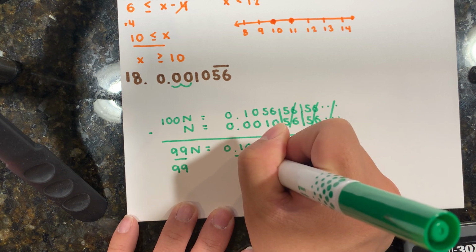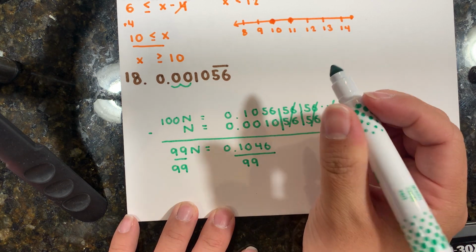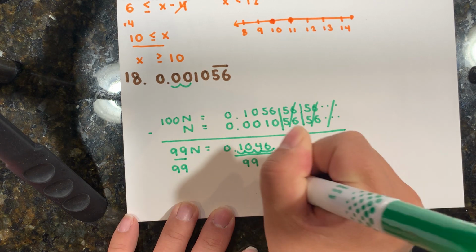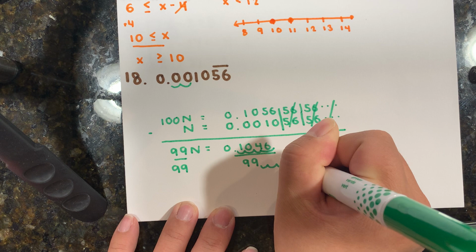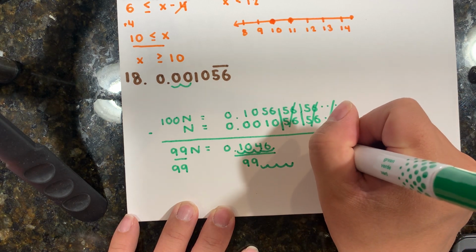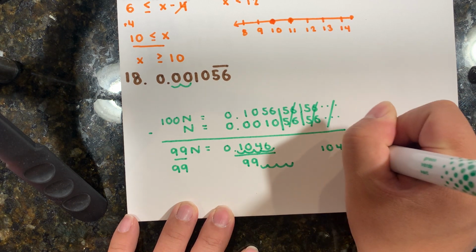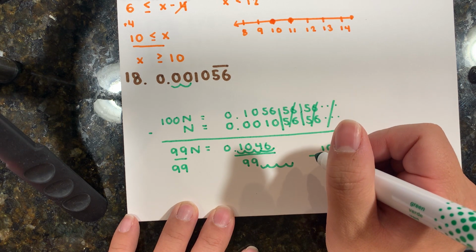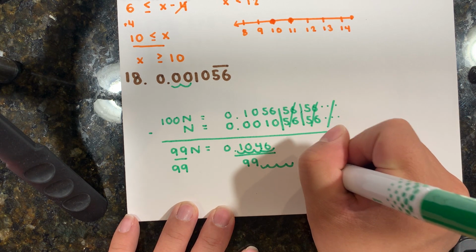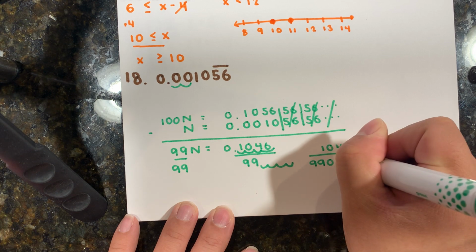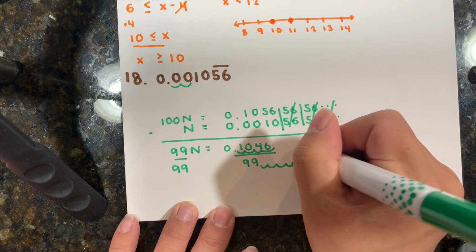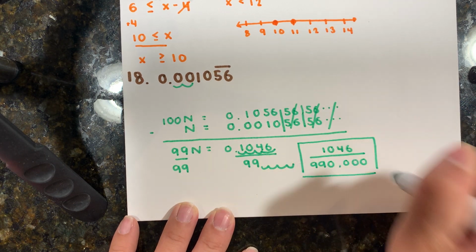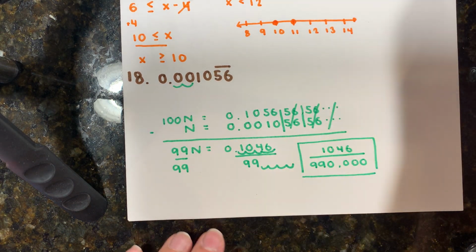We need to make that a whole number though, so I need to move the decimal point over 4 spaces. So 1, 2, 3, 4. 1, 2, 3, 4. And I will get 1,046 over 990,000. That would be number 18.